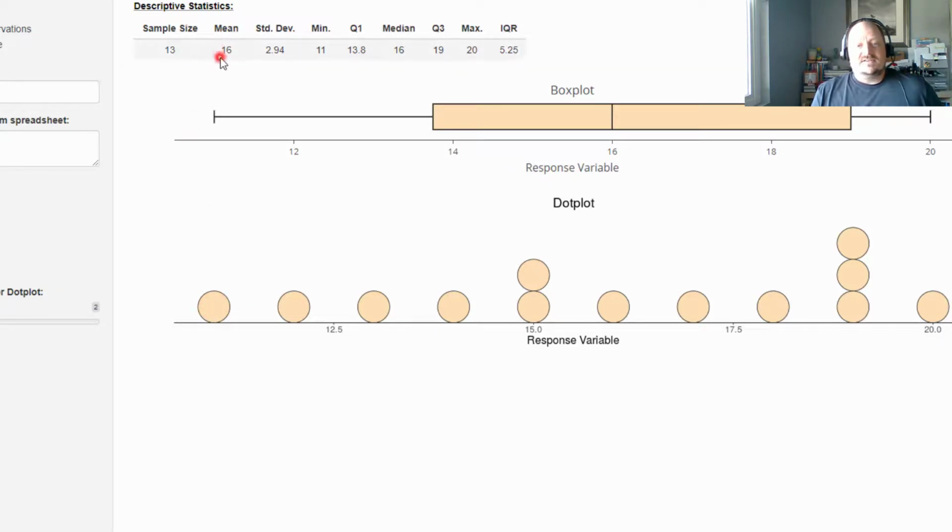Back to a mean of 16, but now my standard deviation is higher, which again indicates that on average I'm now further away from the mean because these values are out at the edges.